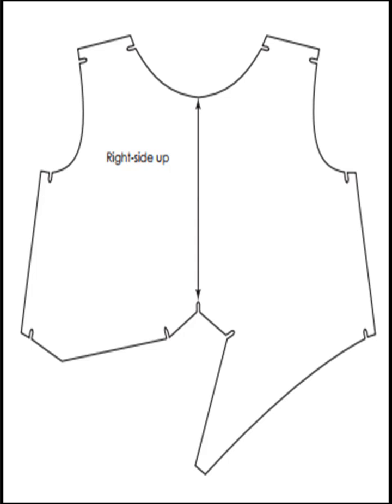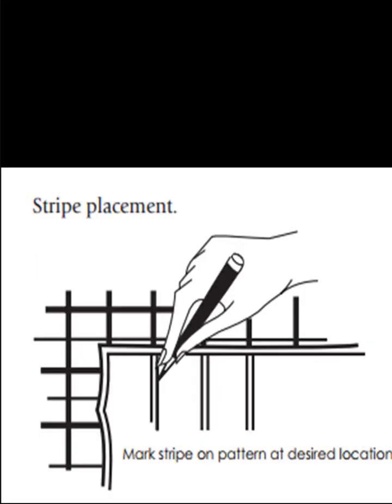Right side up, RSUP, indicates to the marker maker that the pattern is to be placed face up on the marker. Detail location. Mark the location in which a detail is to be placed on the pattern. This will ensure that the flower, abstract detail, or stripes will always be on the correct side and in the correct place on the garment.